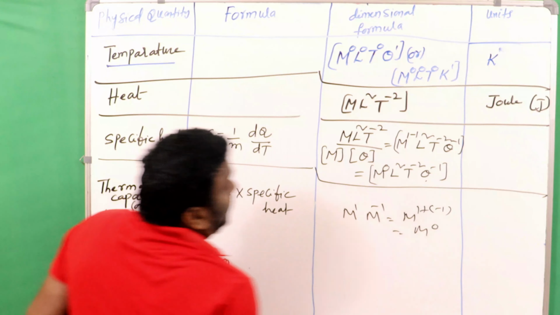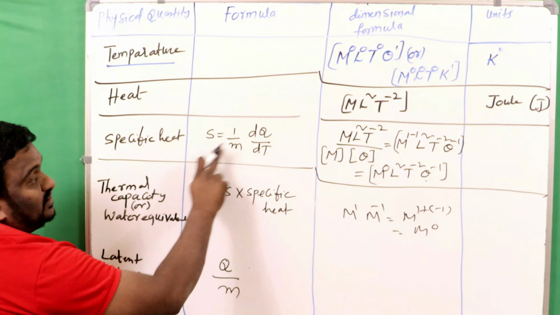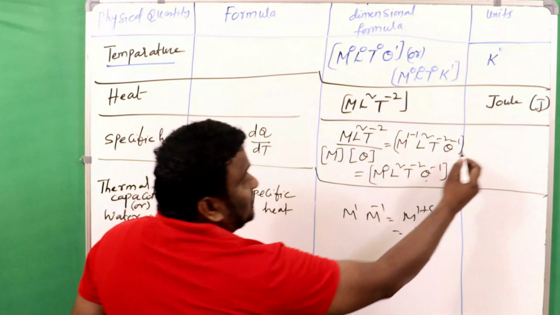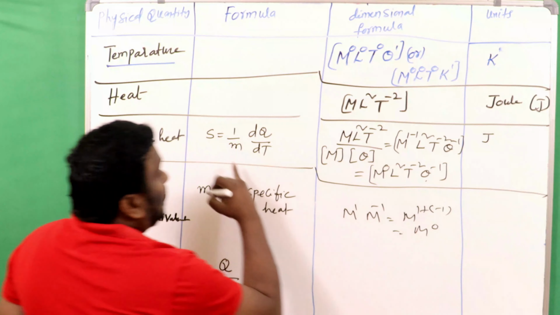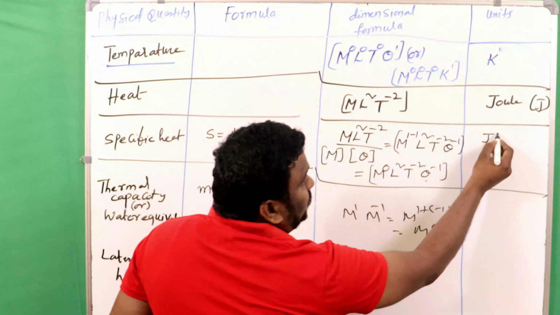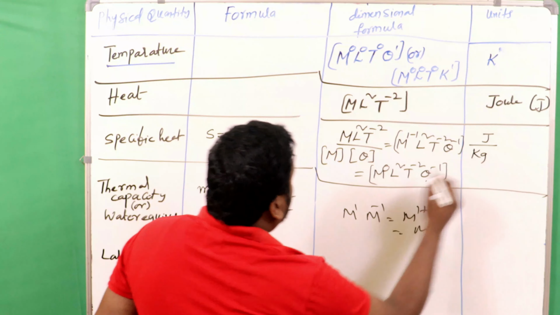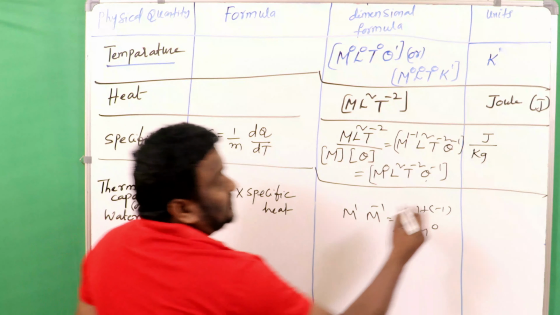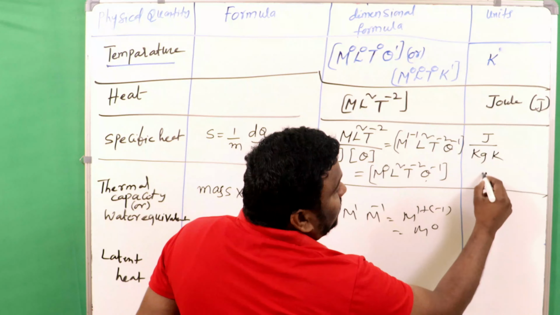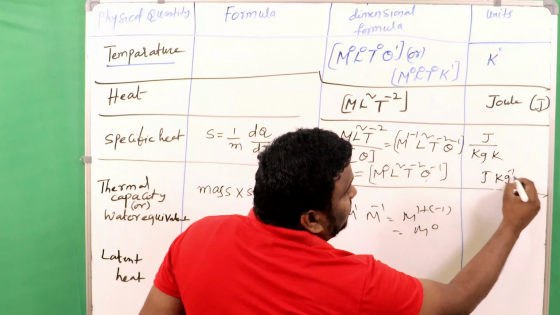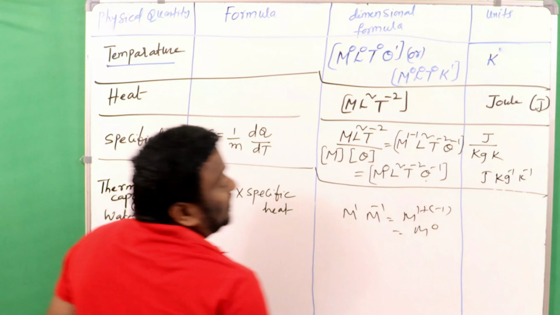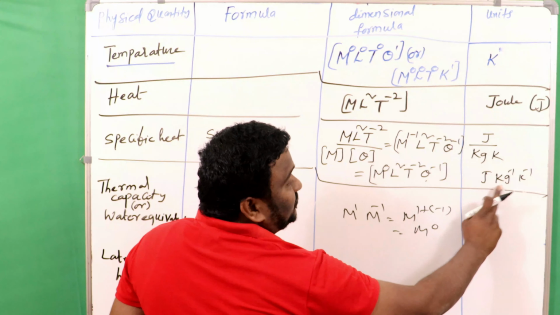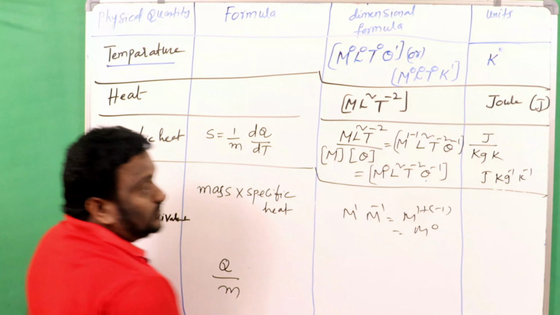Clear? And according to this, what is the unit? dQ is energy, so the unit is joule. M is mass, so kg, and temperature is Kelvin. So it is joule per kg Kelvin. It can also be written as joule kg inverse Kelvin inverse 1.